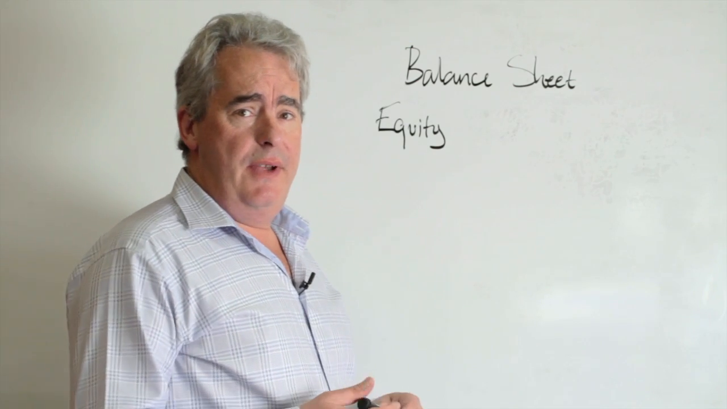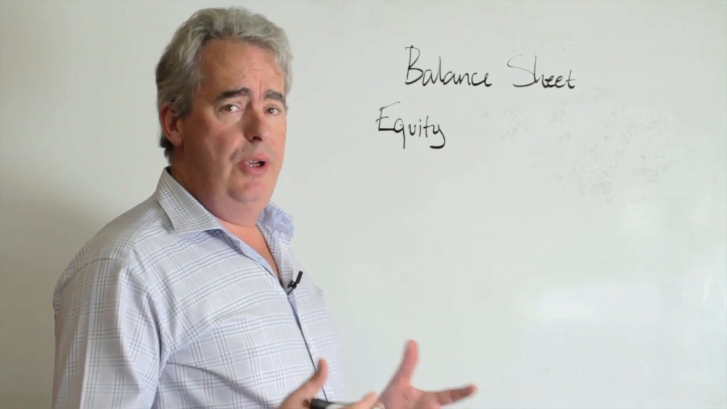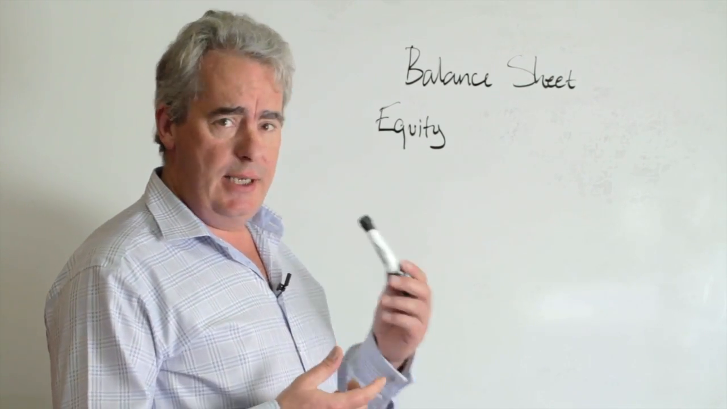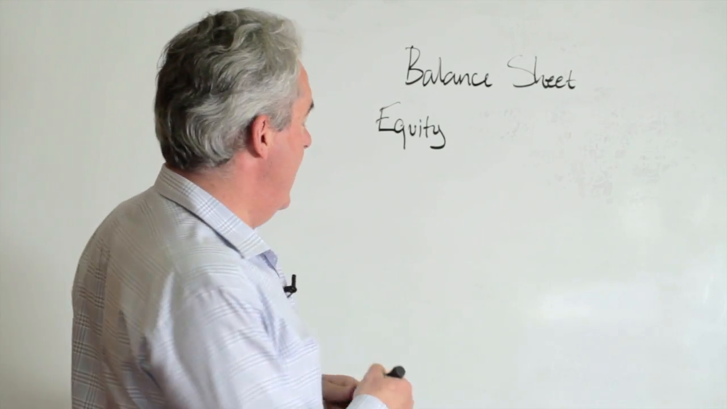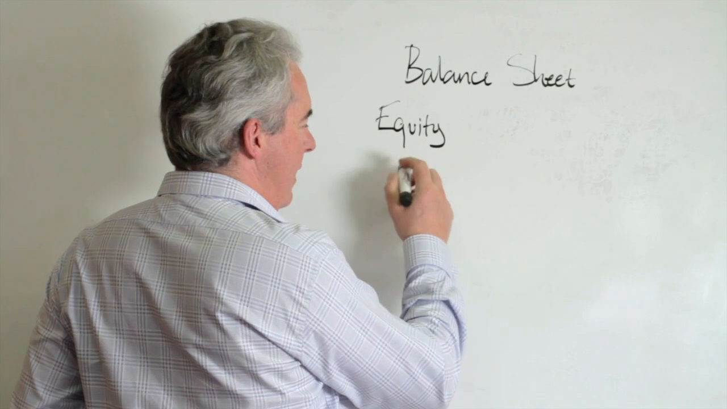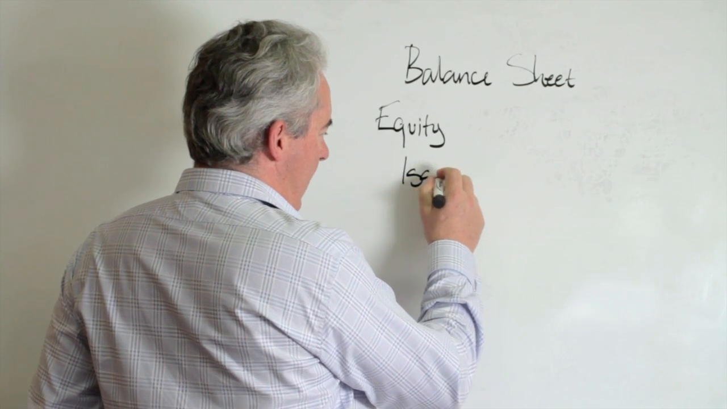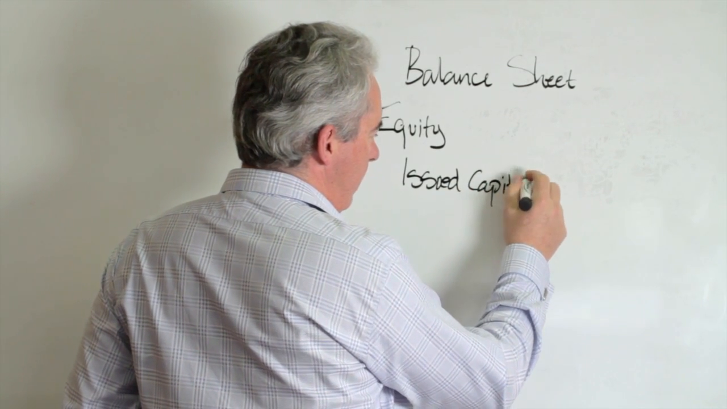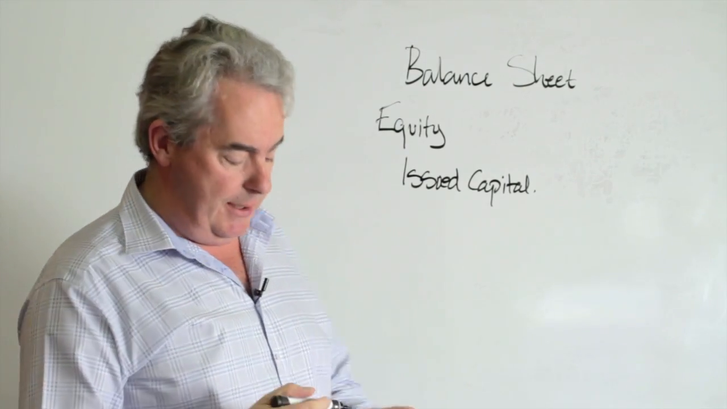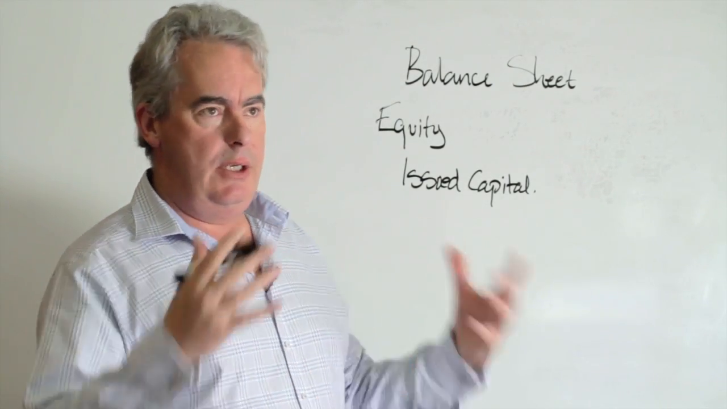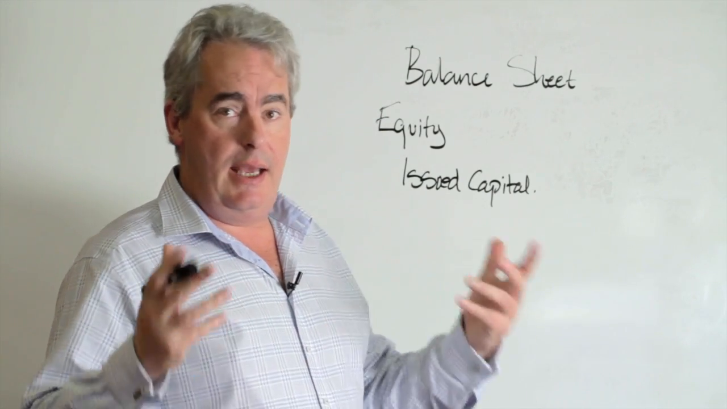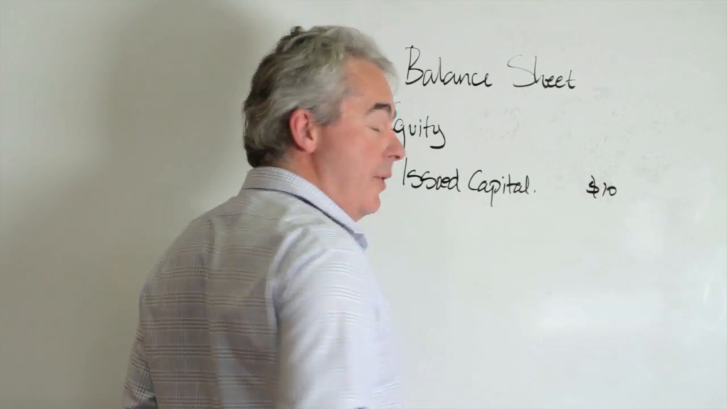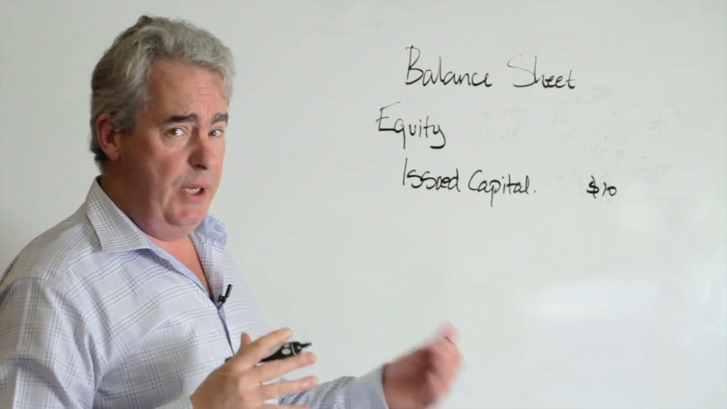For the purposes of our discussion today, I'll assume that we're dealing with a company. That makes it a lot easier for everybody to understand. So what you'll generally have in a company is, in the equity section, a thing called the issued capital. Now, this is also known as shares. So if you've got 10 shares in the company and they are issued at $1 each, you'll have an issued capital of $10. Okay, so that's pretty easy to understand.